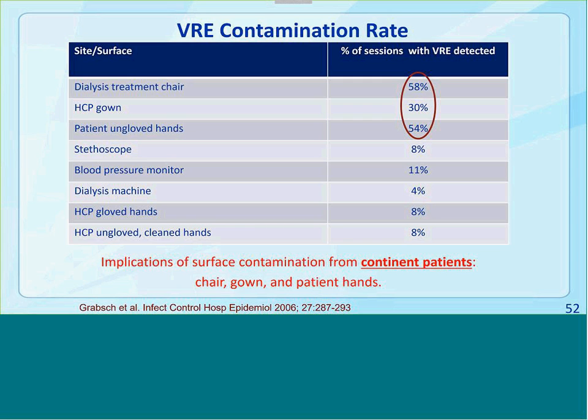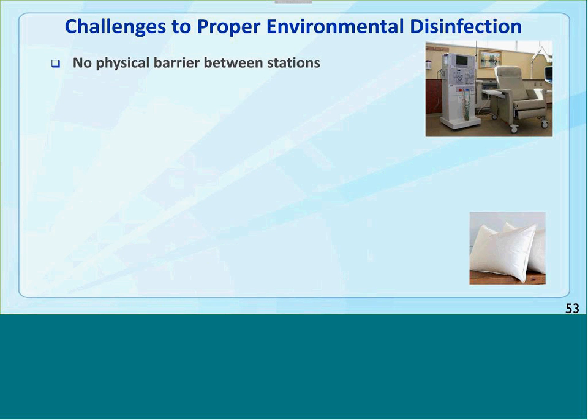Is this fecal transmission that happens in the dialysis chair where we don't really even know about it? So these are continent patients. And the chair, the gown, the patient's hands were significantly contaminated. So you have to think about what is it that we're spreading around the environment and how do we make sure it's not there anymore? Well, that's the challenge to proper environmental disinfection.